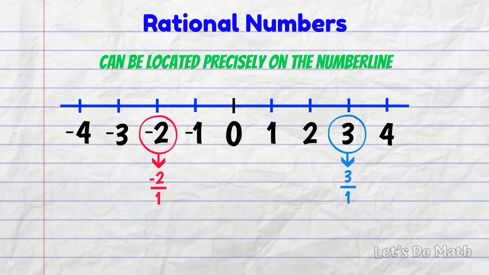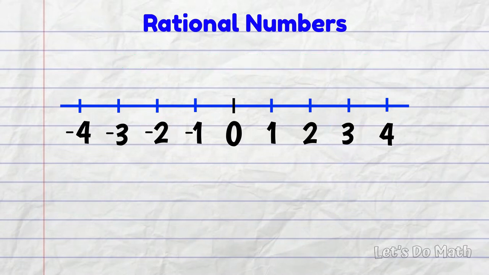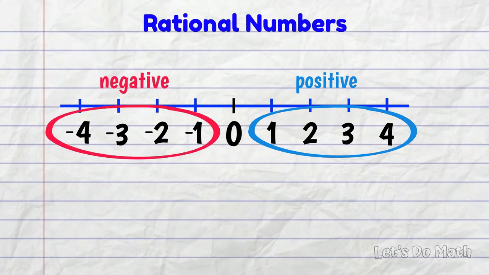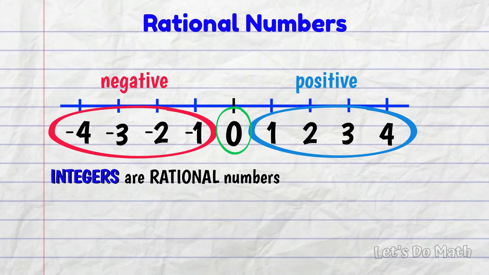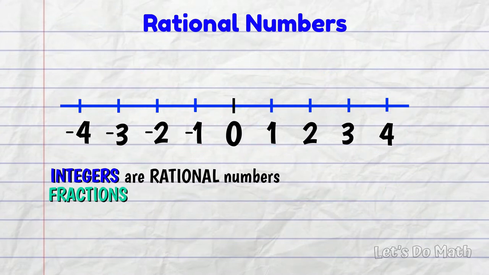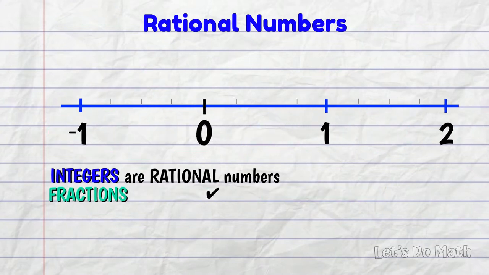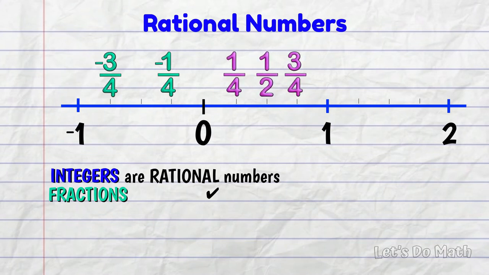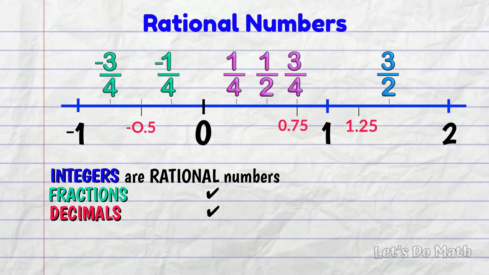We've all used number lines before. As you know, a number line has positive numbers, negative numbers, and zero. We call these integers. Integers are rational numbers. They occupy a precise location on the number line. And we can put fractions on the number line as well. Negative fractions, positive fractions, all located on the number line. And a mixed number can be shown as an improper fraction, so it fits the definition too. And decimals can be put on a number line as well.